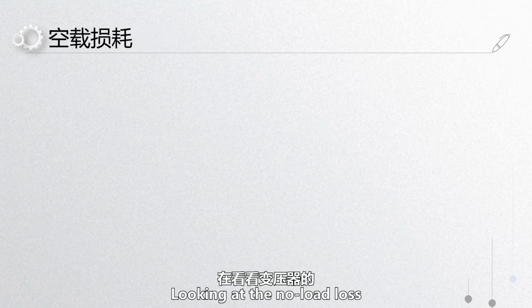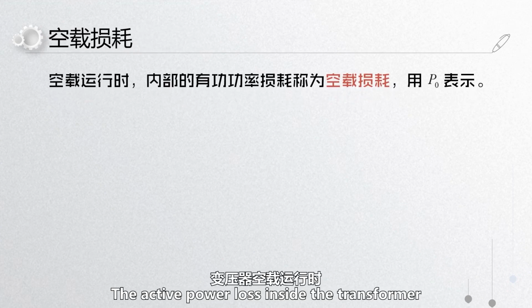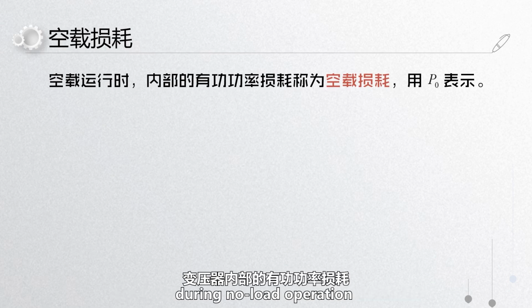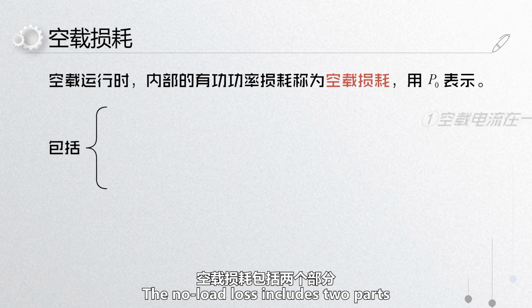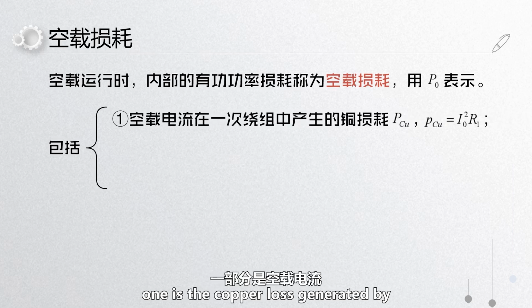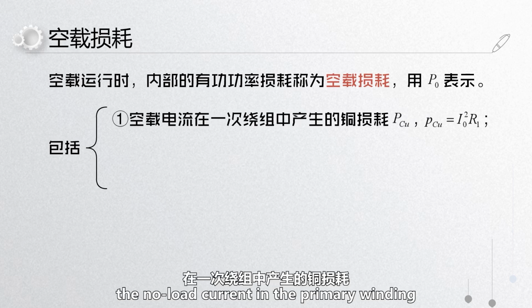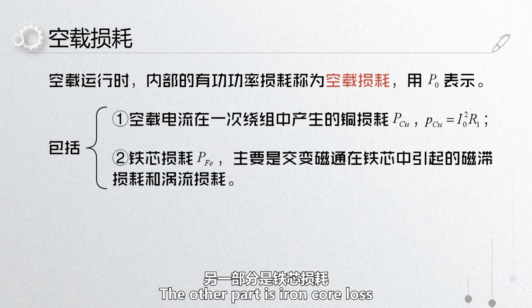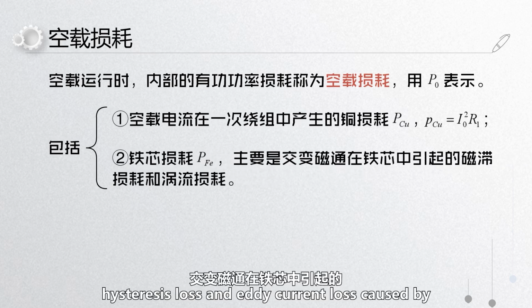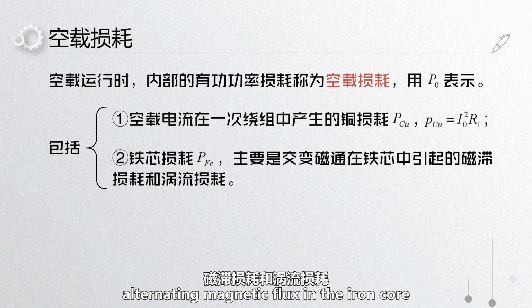Looking at the no-load loss of the transformer, the active power loss inside the transformer during no-load operation is called no-load loss, represented by Pu0. The no-load loss includes two parts. One is the copper loss generated by the no-load current in the primary winding. The other part is iron core loss, which is mainly caused by hysteresis loss and eddy current loss caused by alternating magnetic flux in the iron core.